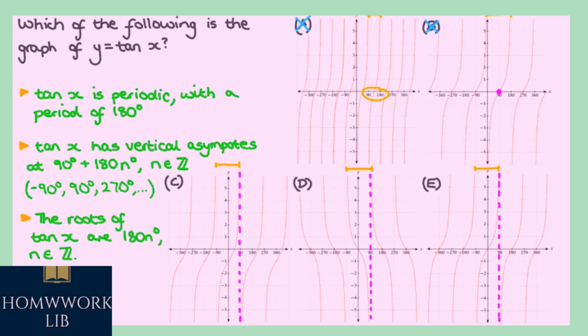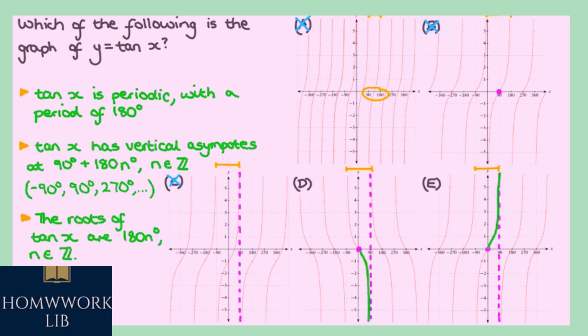Next, we need to consider the roots of each graph. We know that the roots of the tangent function occur at 180n degrees, where n is any integer. Again, since we've already checked the periodicity, it will be enough to check whether the graph has a root at x equals 0. Options D and E do each have a root at x equals 0. The graph crosses the x-axis at this value, but option C doesn't, so we can rule out option C. We're left then with just two graphs, options D and E, which each have the correct periodicity, the correct vertical asymptotes, and the correct roots.